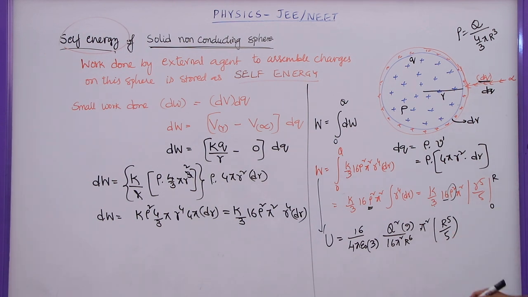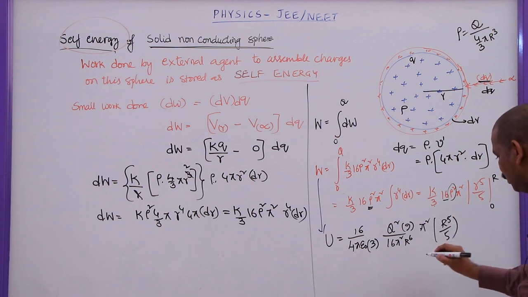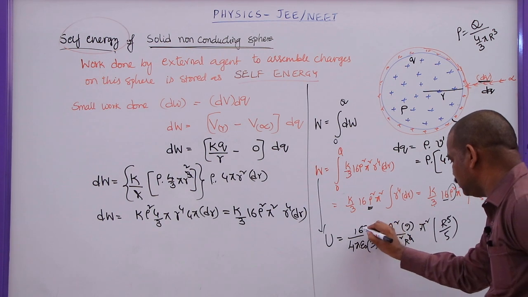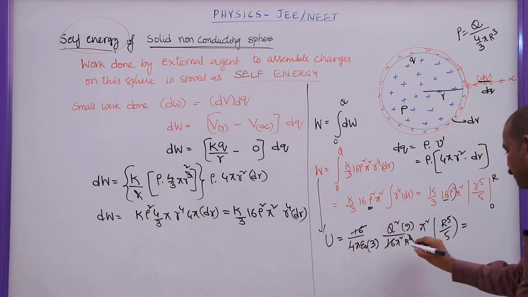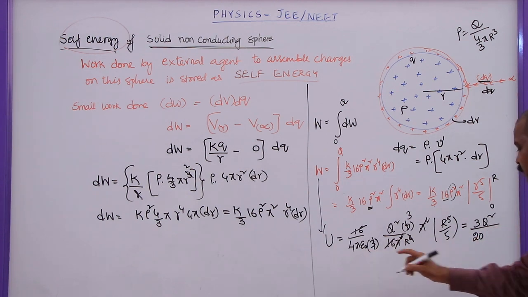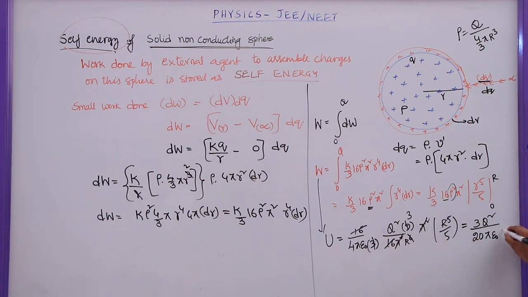Now you can simplify this one. Here we have r power 5, this will get cancelled. The 16 and 16 get cancelled here. Pi square and pi square get cancelled. So this is 3 1s, so 3 3s. So this will be 3 q square by, this 5 is there, so 5 4s, so 20 pi epsilon naught r. So this is the expression: 3 q square by 20 pi epsilon naught r.